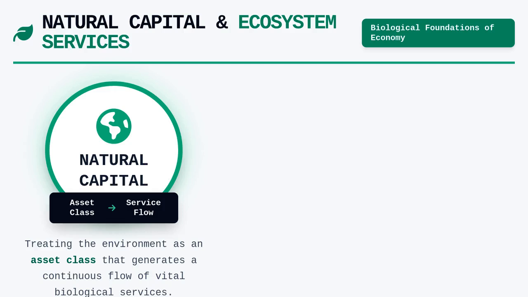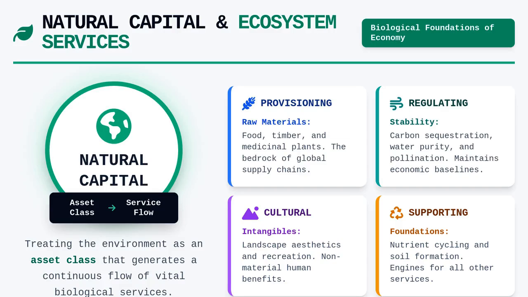We categorize these ecosystem services into four distinct domains: provisioning, regulating, cultural, and supporting services. Provisioning services involve the raw materials we extract, such as food, timber, and medicinal plants, which form the bedrock of many global supply chains. Regulating services are perhaps more subtle yet vital, including carbon sequestration, water purification, and pollination, all of which maintain the baseline conditions for stable economic activity.